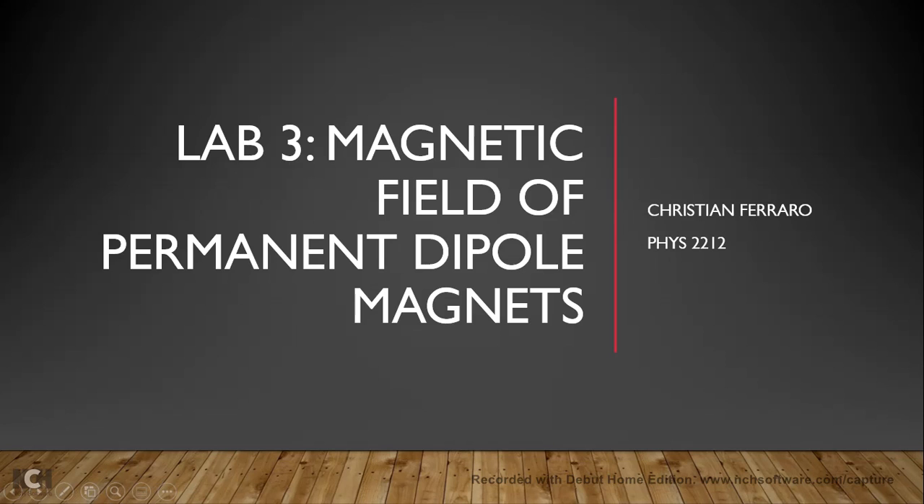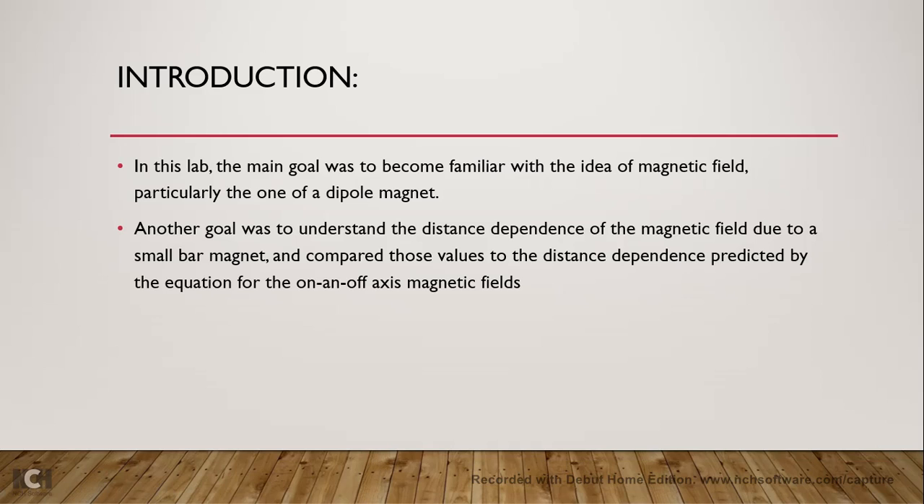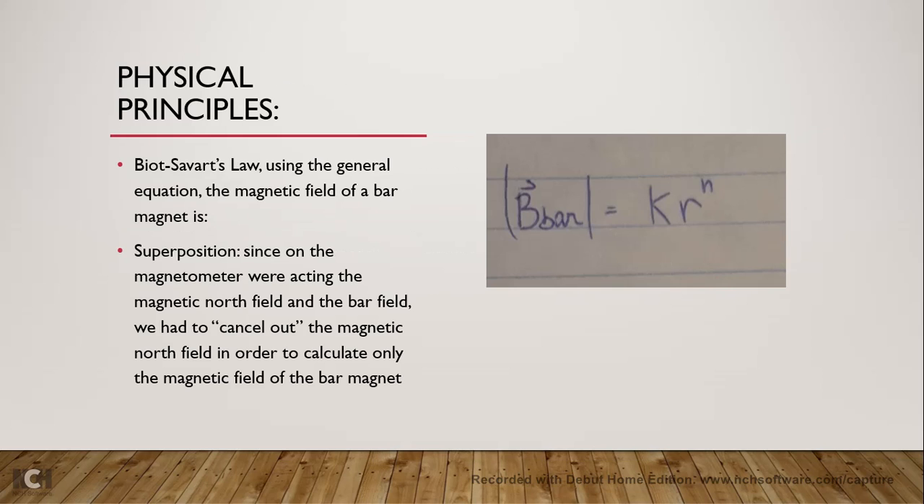This is Lab 3 on magnetic field of permanent dipole magnets. In this lab, the main goal was to become familiar with the idea of magnetic field, particularly the one of a dipole magnet. Another goal was to understand the distance dependence of the magnetic field to a small bar magnet and compare those values to the distance dependence predicted by the equation for the on and off axis magnetic fields.